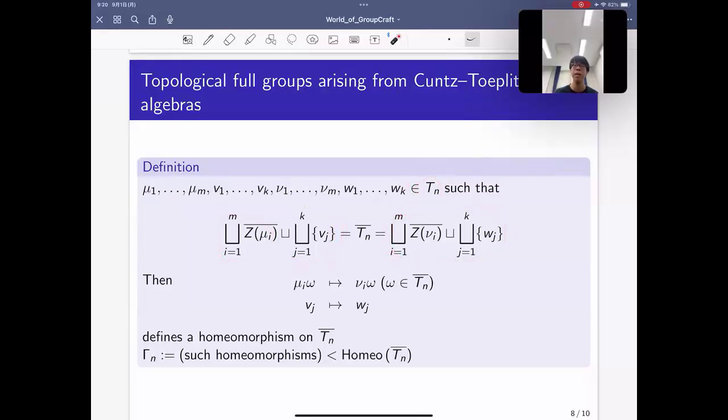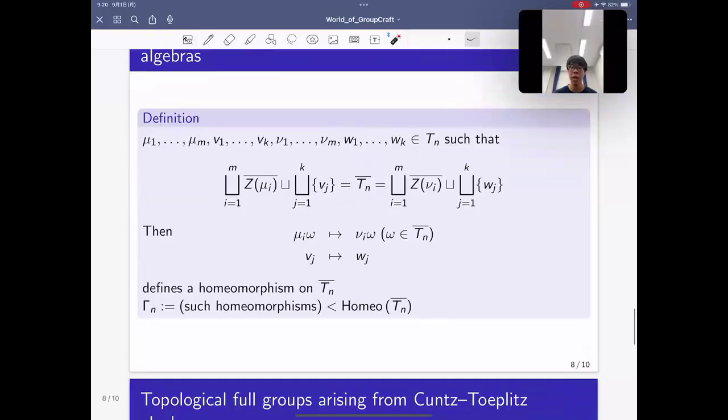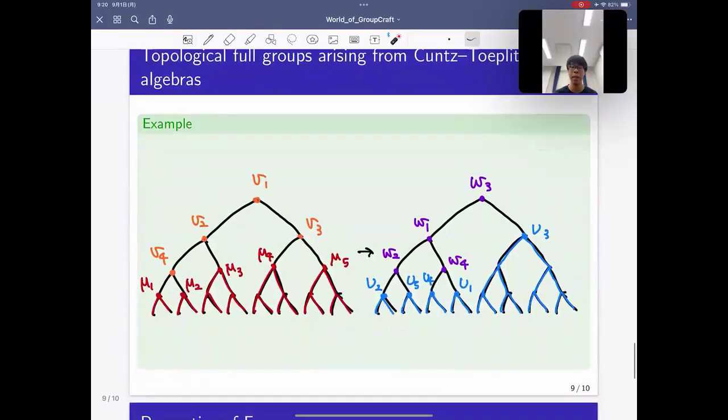And if we define a map that sends mu_i omega to nu_i omega and v_j to w_j, then it defines a homeomorphism of the compactification of the tree. And gamma n is defined to be the collection of such homeomorphisms. Let us show you an example of the elements.